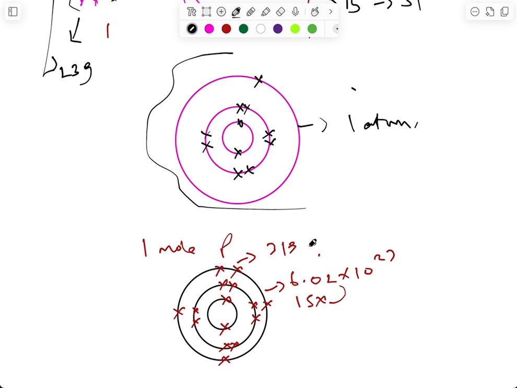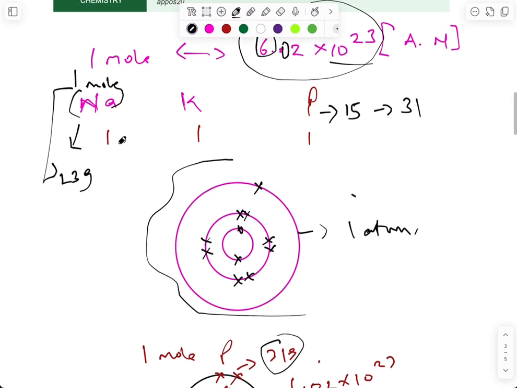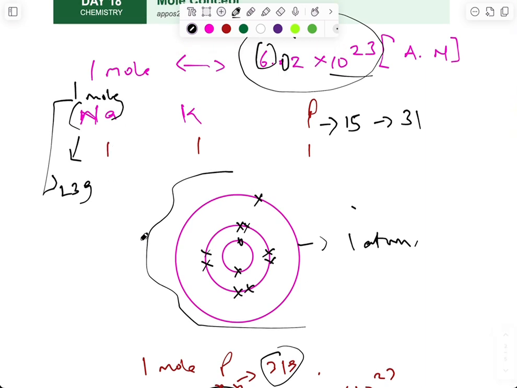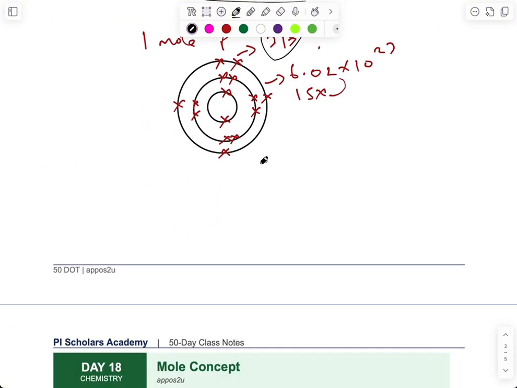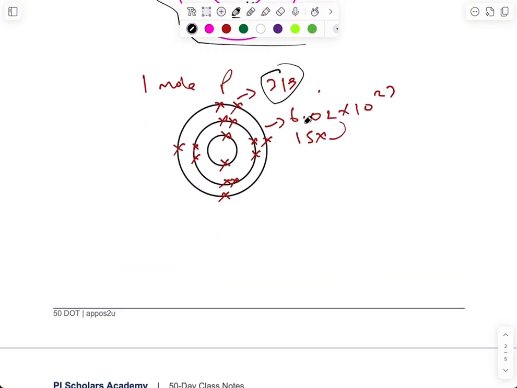1 mole of sodium weighs 23 grams, but it contains 6.02 times 10 raised to the power 23 atoms of sodium. The same way, 1 mole of phosphorus weighs 31 grams. Different masses, but it contains the exact same number of atoms as well.